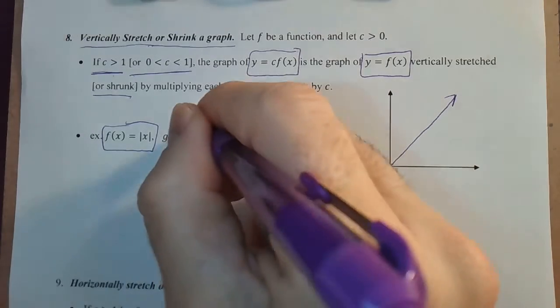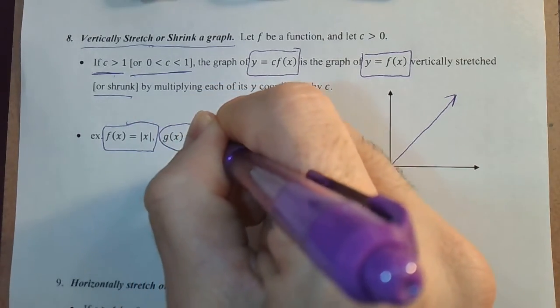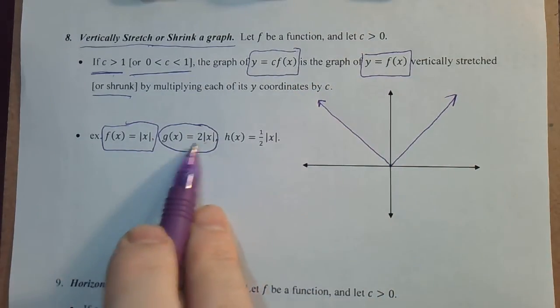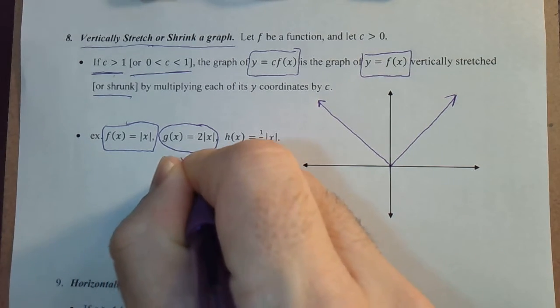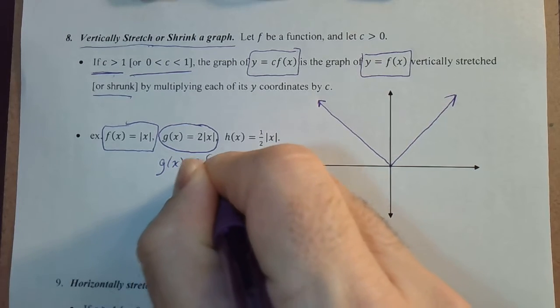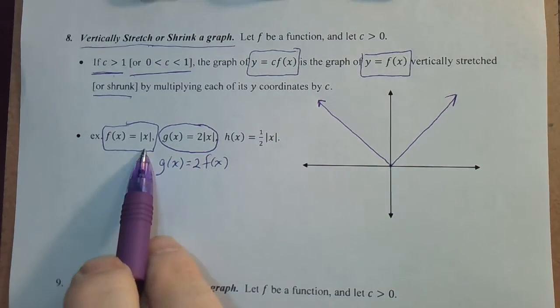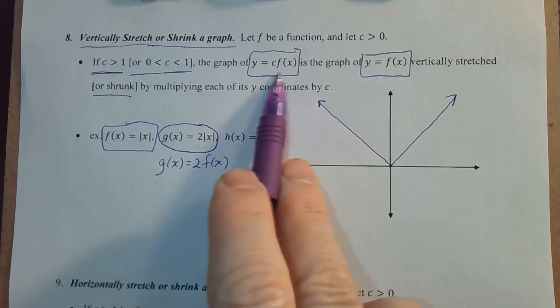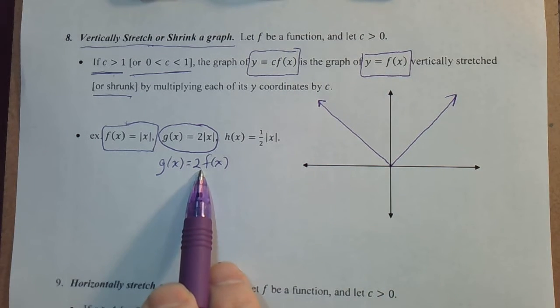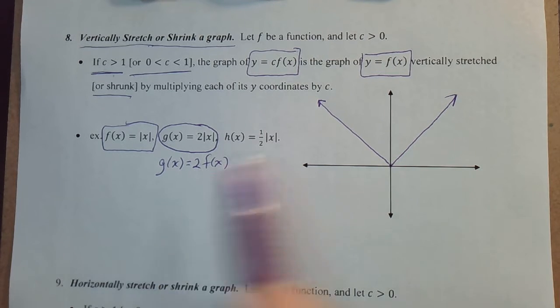All right, well, what does this one look like, g of x, given that we know what f of x looks like? Notice that g of x could be written as 2 times f of x, because f of x is the absolute value of x. So we get 2 times it right here, so it looks just like this. So this is going to vertically stretch it.